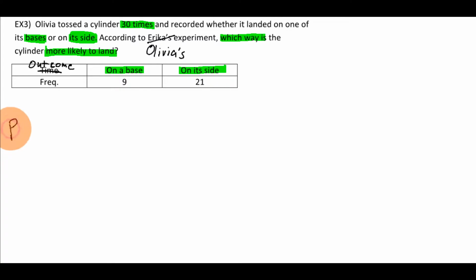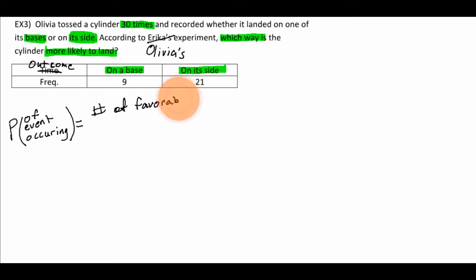So let's write this out. Again, the probability of an event occurring is equal to the number of favorable outcomes to the number of total or possible outcomes.